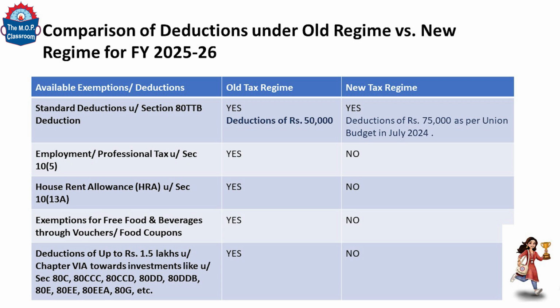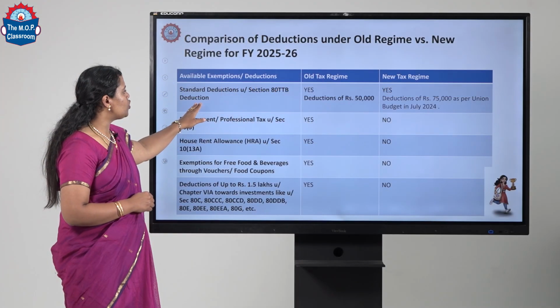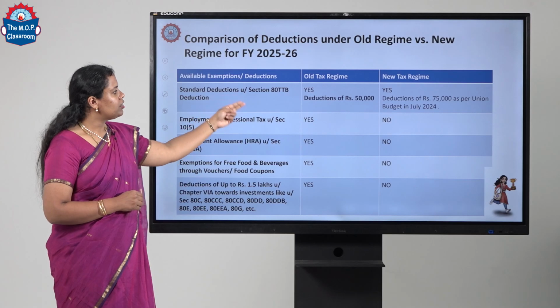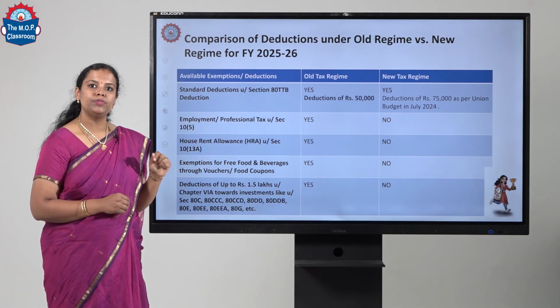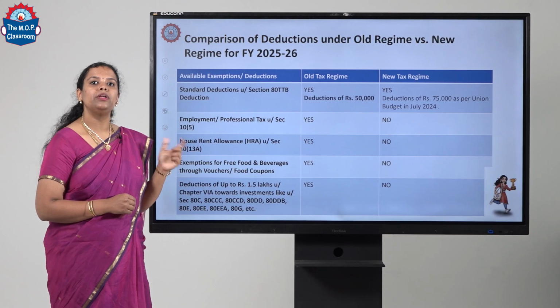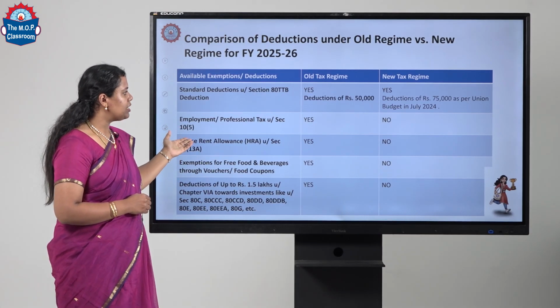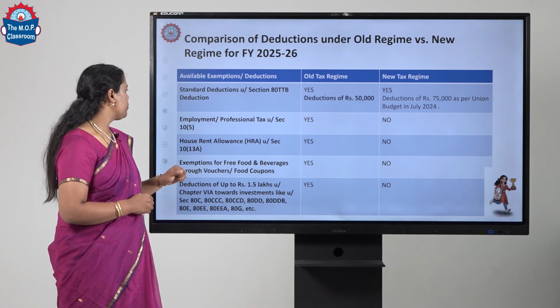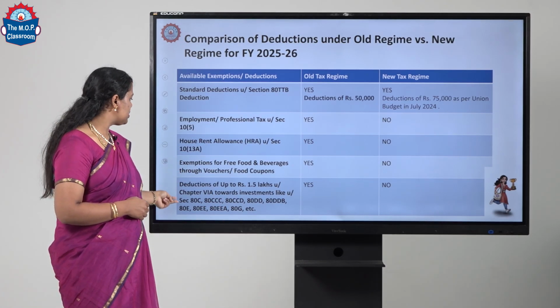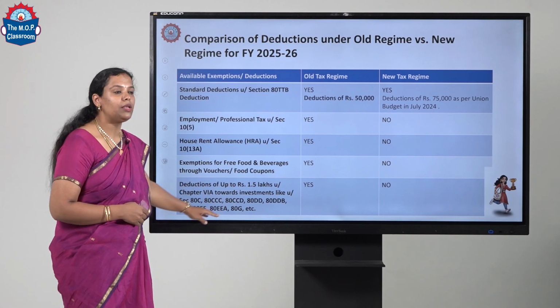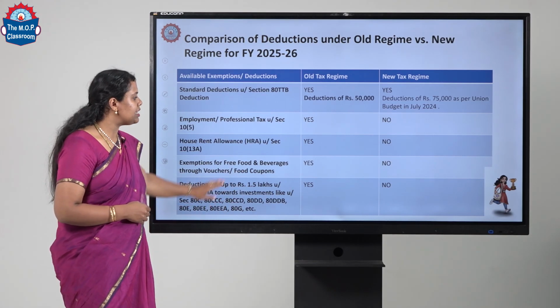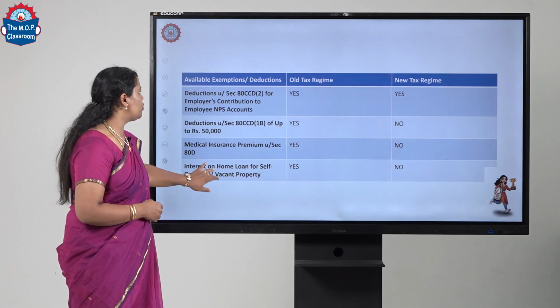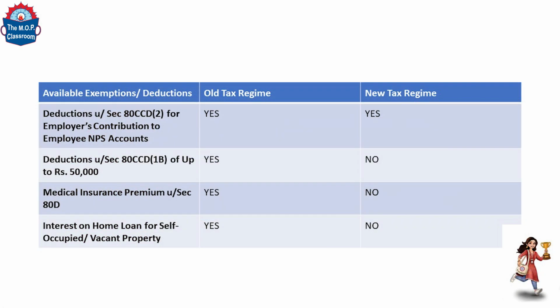So this is the comparison for you to show the deductions between the old tax regime and the new tax regime. So these are the available exemptions right now in terms of old and new. So as I was talking about standard deduction, the old regime had given us 50,000, but the new regime is giving us 75,000. But yes, the deductions are available in both the cases. The employment and professional tax, old regime is yes and new regime is no. House rent allowances, exemption on the food and beverages, deductions up to 1.5 lakh which was available with all the life insurance, NPS, PPF, that is available only with the old regime and not with the new regime. The other part, the employer's contribution to the employee's NPS account, it's available in both the regimes.